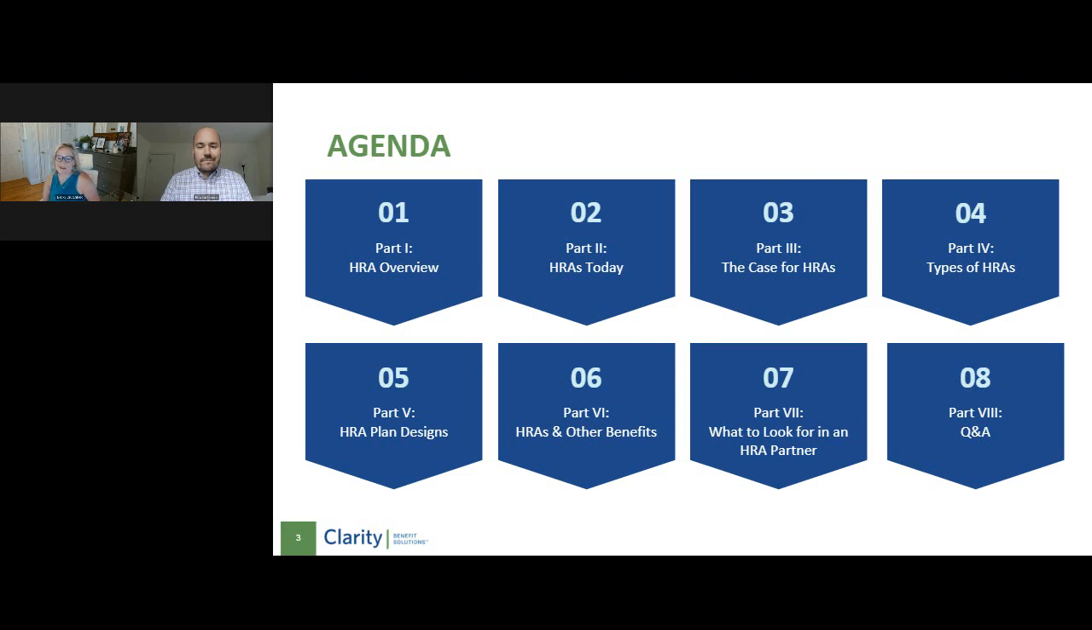Okay, so here's a look at what we're going to cover. First of all, an overview of HRAs and what this employee benefit is all about. We're going to take a look at how HRAs are being used today. Then we'll examine the case for offering HRAs from various stakeholders' points of view. Then we're going to outline two basic types of HRAs. We'll drill down into the most prevalent plan design options that are customizable to clients' needs. We'll discuss how HRAs work with other employee benefits like HSAs and FSAs. We'll give some thoughts on what brokers and employers should look for in an HRA partner. And finally, time permitting, we'll answer a few questions.